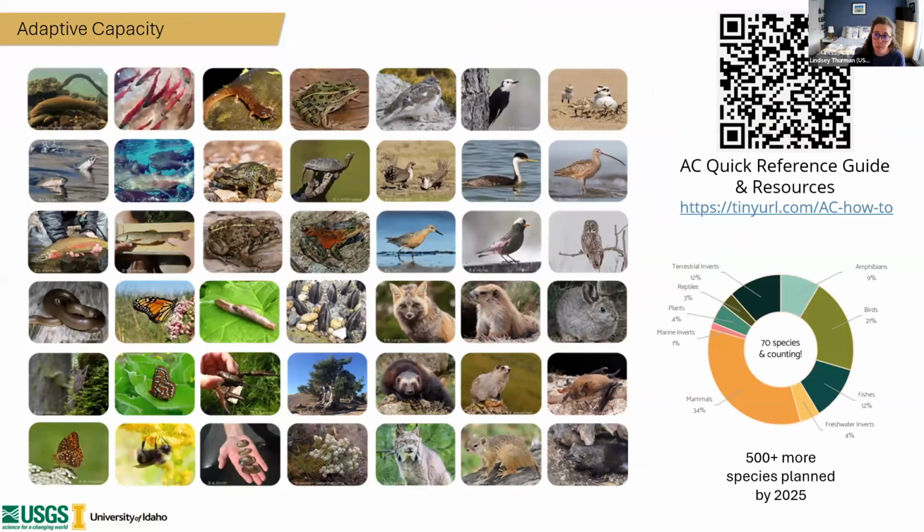And if you're interested, we do have a quick reference guide for doing these adaptive capacity assessments. The species that you work on may have already been done. We've done quite a bit of Western species already. We have 70 assessments that are more or less complete, and we've got 500 more planned by 2025 as part of State Wildlife Action Plan revisions.